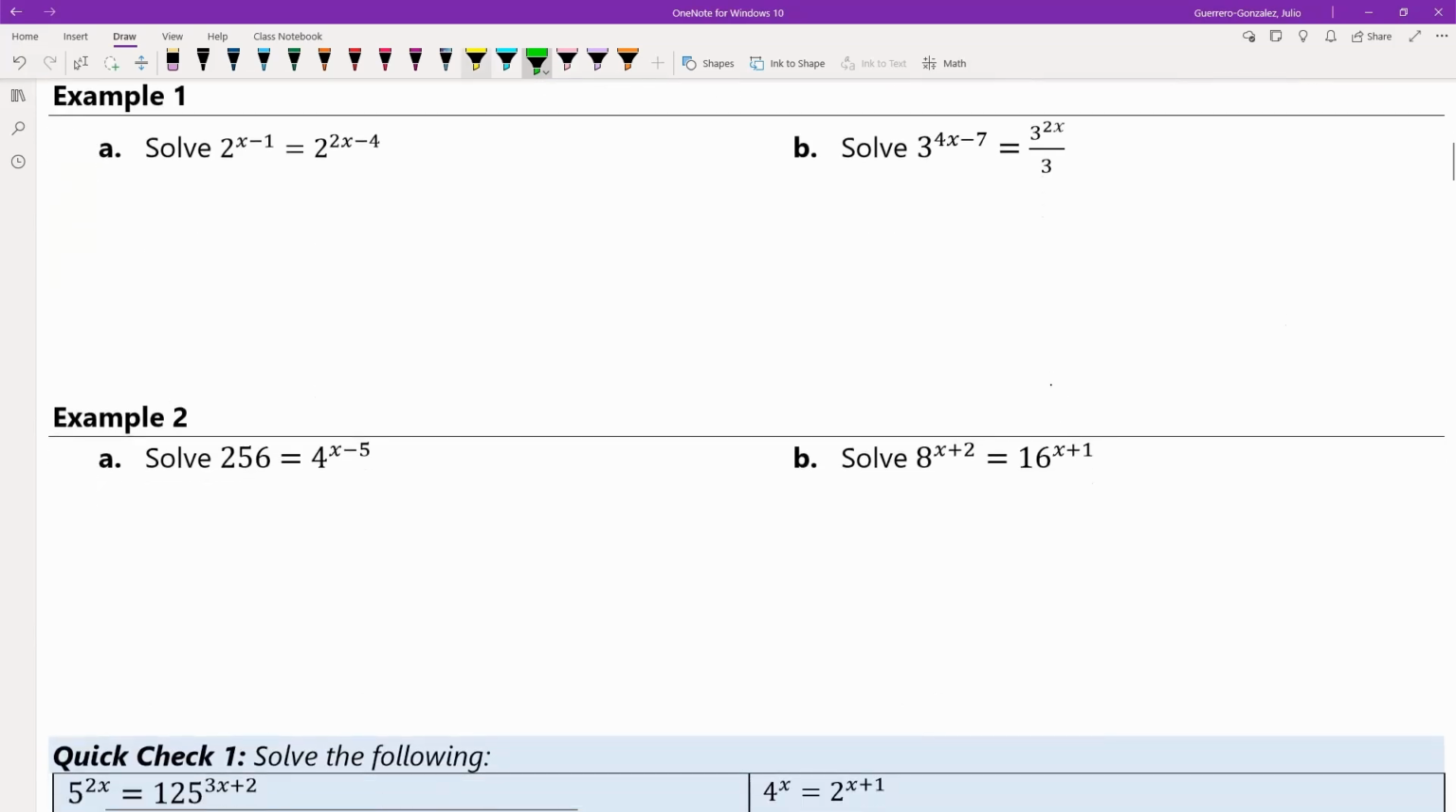Let me do the first one first, this one. At the very start, you can see that in this one the bases are the same, correct?